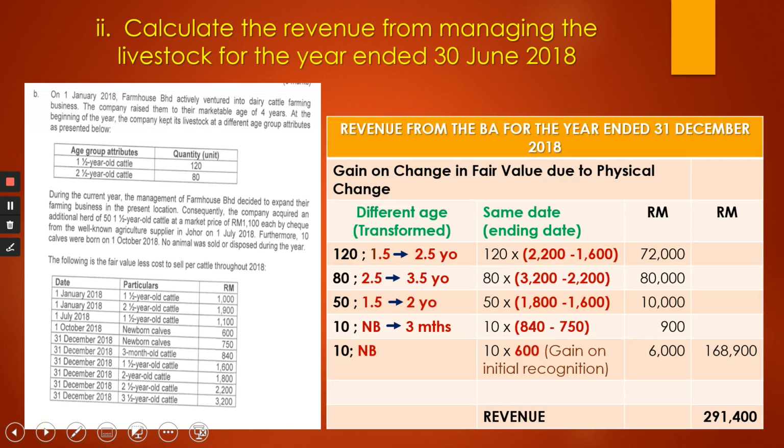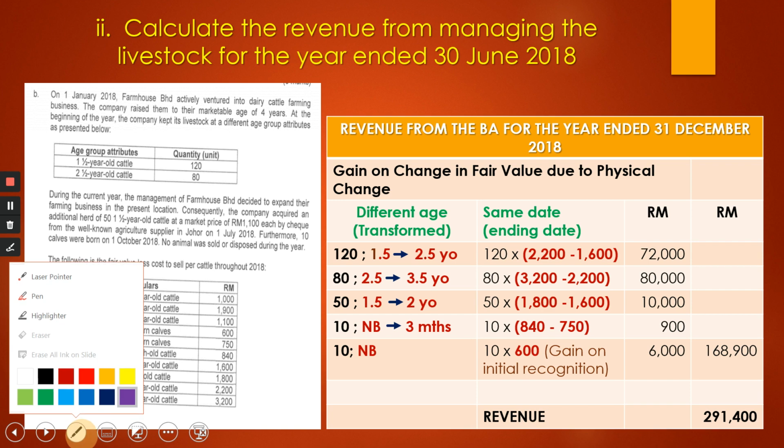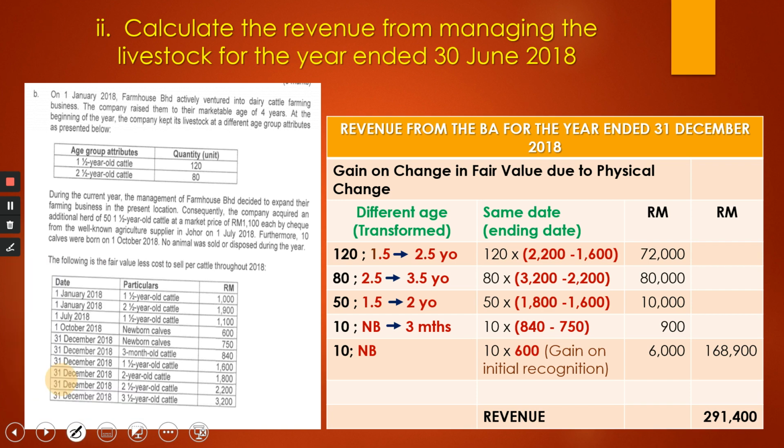When we talk about gain due to physical changes, we are saying that we are just going to focus on the same date, which is the date at the end of the year. But we are going to compare the different age groups. Let's say at the beginning of the year, this 1.5-year-old cattle will at the end of the year grow to become 2.5-year-old. This 2.5 after a year will grow to become 3.5-year-old.